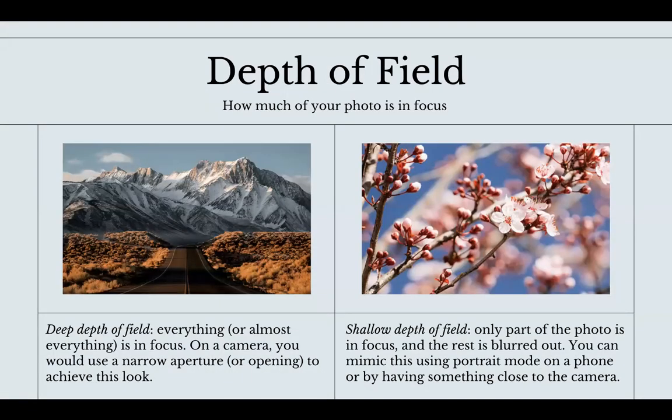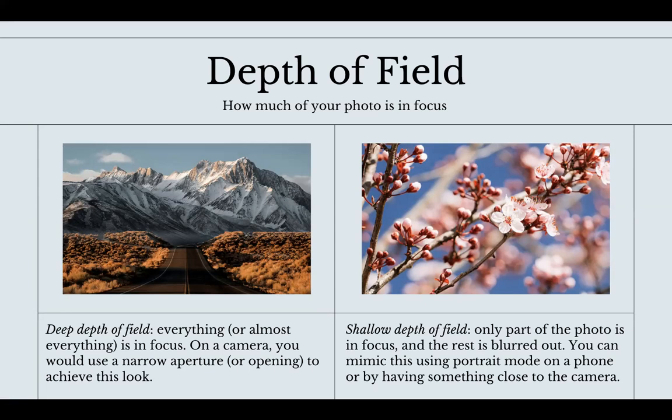Let's start with depth of field. Your readings this week really didn't cover this very thoroughly. And as said before, depth of field is how much of your photo is in focus. With a deep depth of field, everything or almost everything in the photo is in focus, no matter how far or how close to the camera an object is. As you can see in this picture here, everything's in focus, from the close road to the distant mountain.